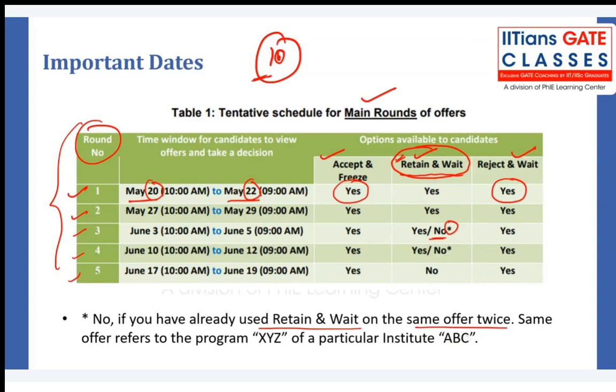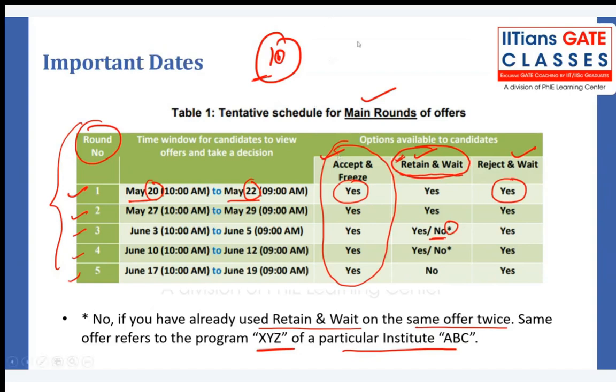So you have used retain and wait on the same offer twice. Same offer refers to the program XYZ or the particular institute ABC, right? So only in this case, if you're going to accept and freeze, then you are not going to get another offer, only your preferred offer.